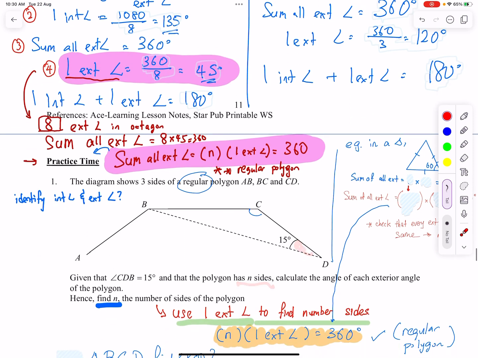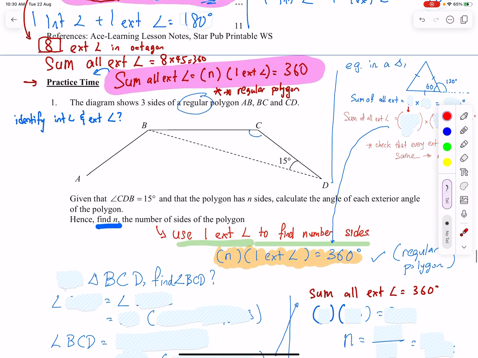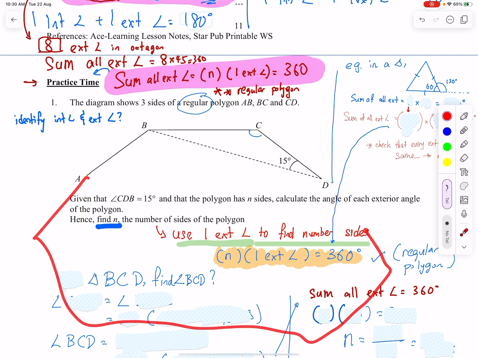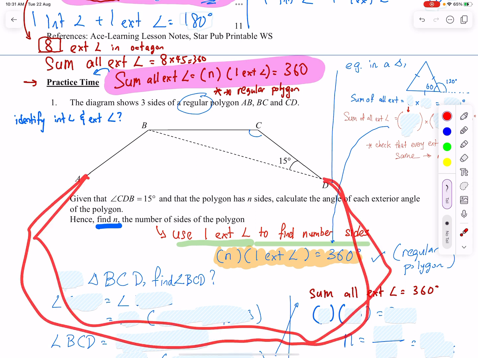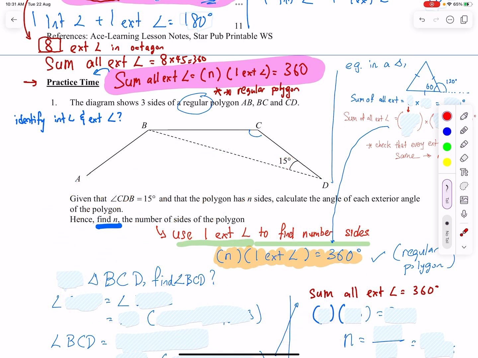N sides, what does it mean? I'll give you a feel of it. If this is a 9-sided polygon, it looks like that. If this is a 10-sided polygon, it looks like that. If this is a 100-sided polygon, it looks like that. So this whole shape here is a polygon, but how exactly this polygon looks like, no one knows. But if I want you to color the inside of the polygon, it probably will look like this.